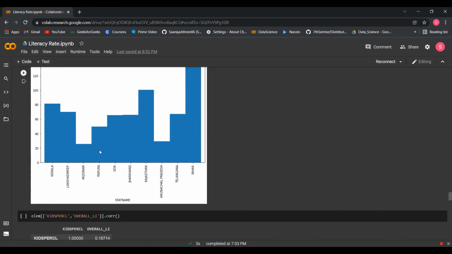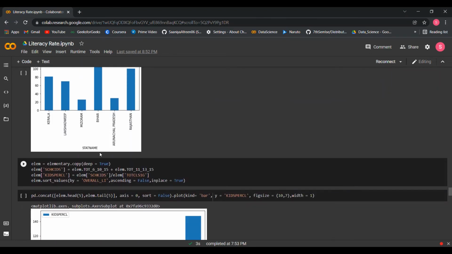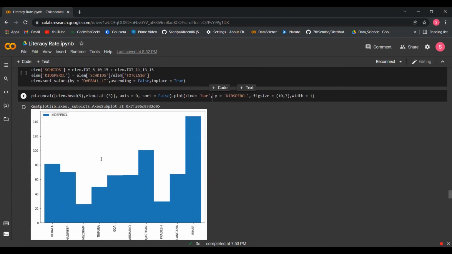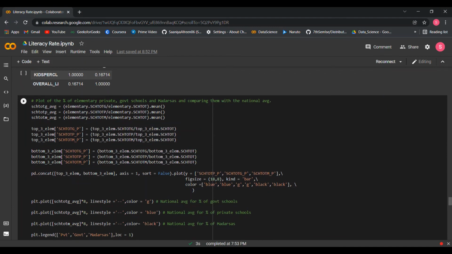We can also take a look at different types of schools in these states. It might be that the states having a high literacy rate have more private schools than government schools. For this purpose, we have some data preparation to allow for plotting the type of schools. So we'll see over here.